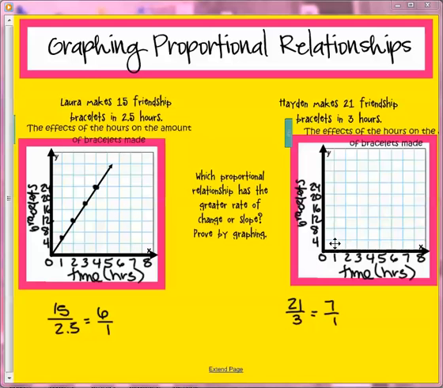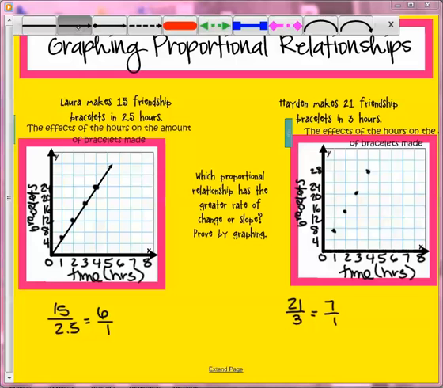Over here, Hayden can make 7. So she has 7 here. She's going to have 14 at 2 hours. She's going to have 21 at 3 hours. And she would have 28 at 4 hours. Which would be 20, oh, that's going up. Perfect, 28. Okay, so let's make our line here.